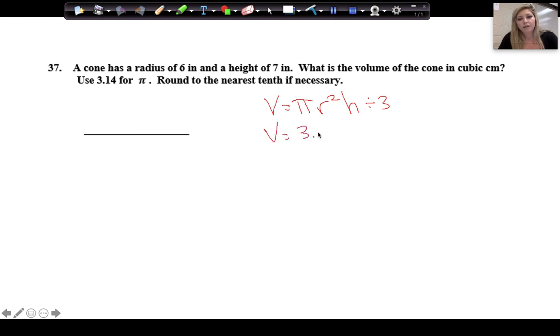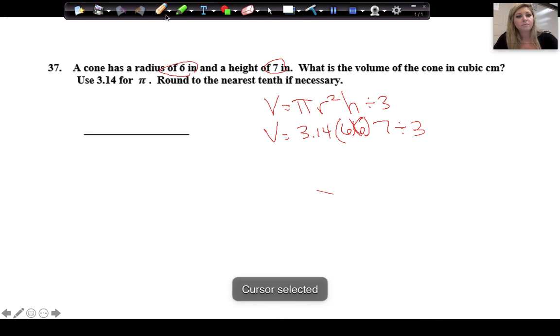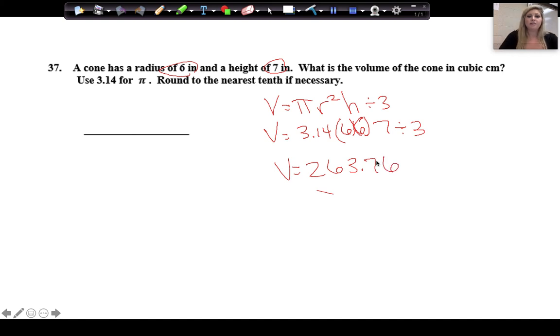So pi is 3.14. Our radius, it says, is 6, so 6 times 6. And then our height is 7, and then divide by 3. So 3.14 times 6 times 6 times 7, and then divide by 3, and you get 263 and 76/100, and it says round to the nearest tenth.